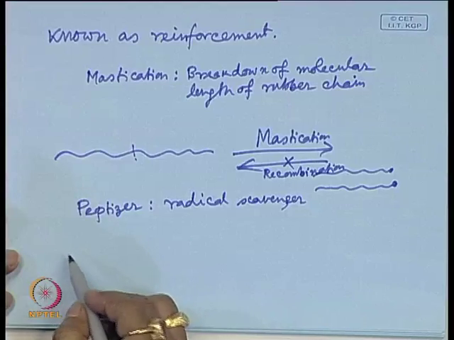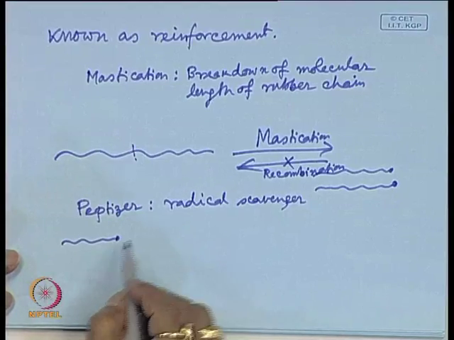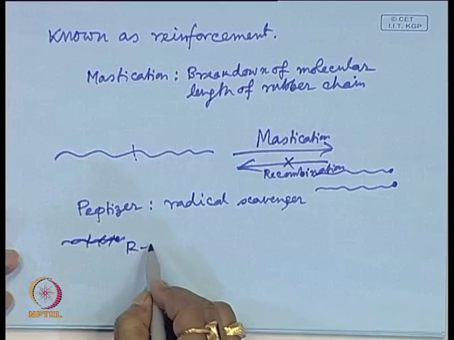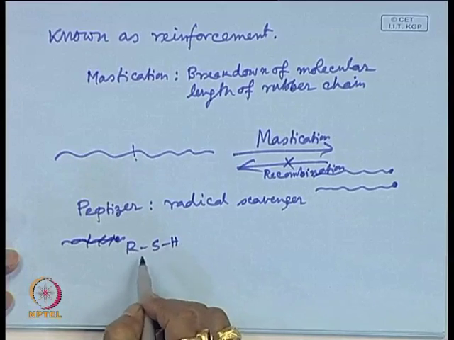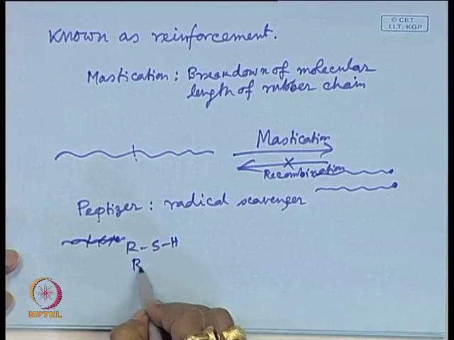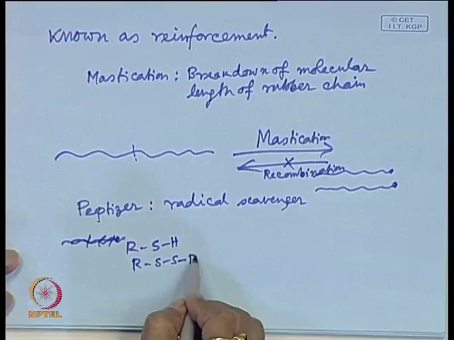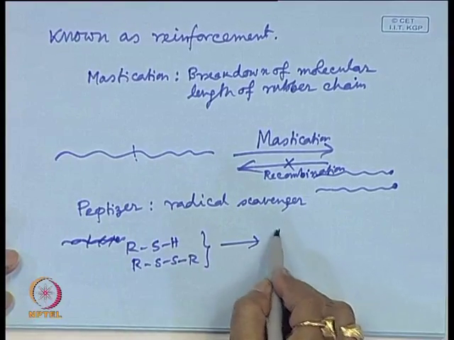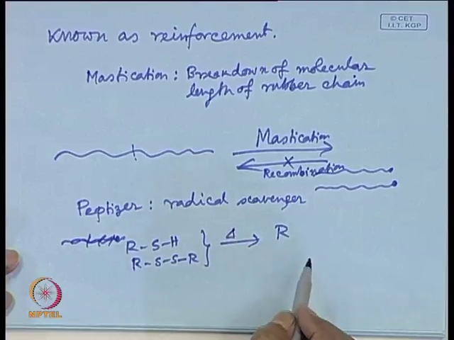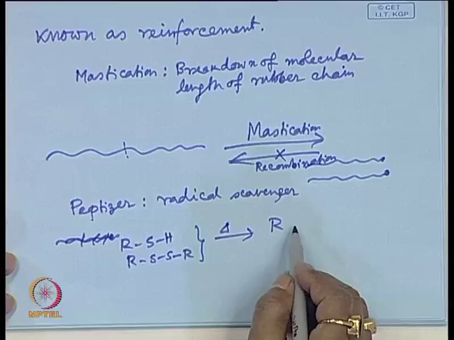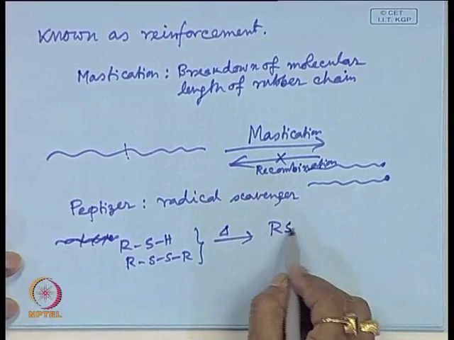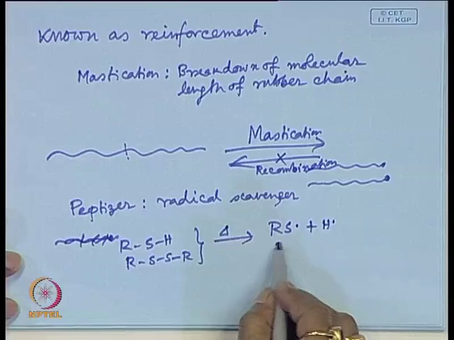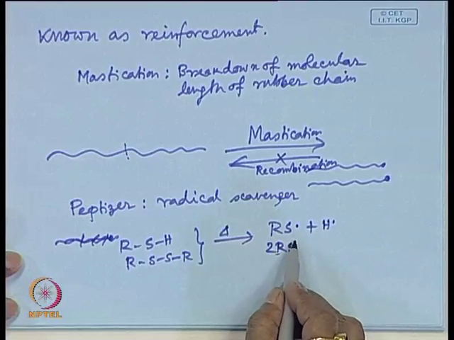What does it do? If there is a free radical scavenger, a peptizer, let me show you the first peptizer. Suppose RSH is a peptizer, a thiol type or disulfide type. What they do actually is they thermally break down, forming RS radical plus H radical, or it can form 2 RS radicals.